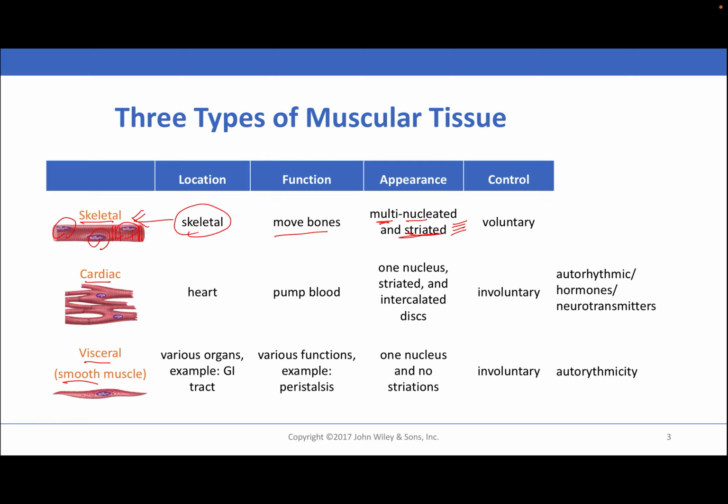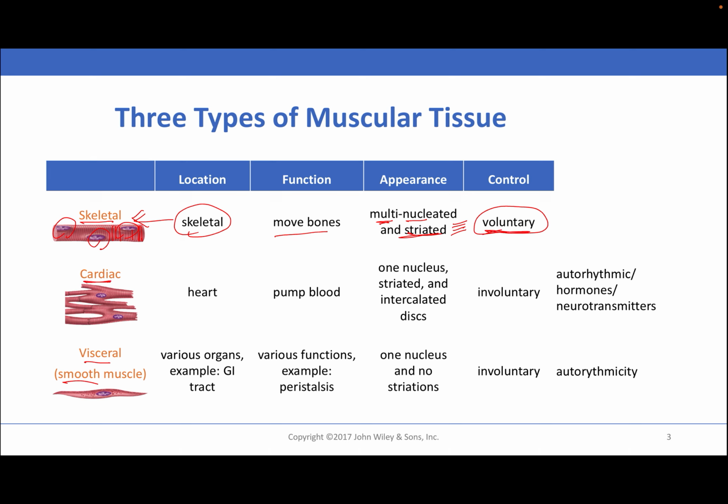Now, the interesting thing about skeletal muscle is it is going to be the only muscle that we're talking about that is going to be under voluntary control. You actually have to put some sort of conscious effort into causing it to contract or relax. This is going to be voluntary control.